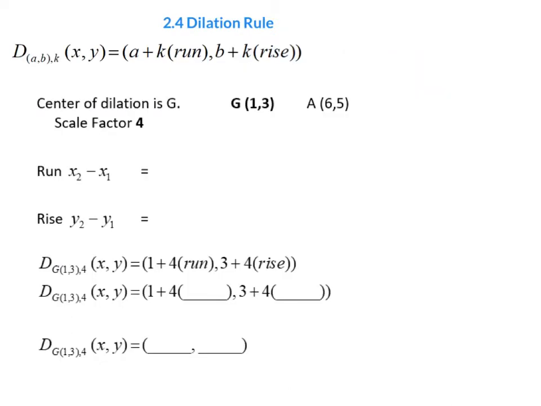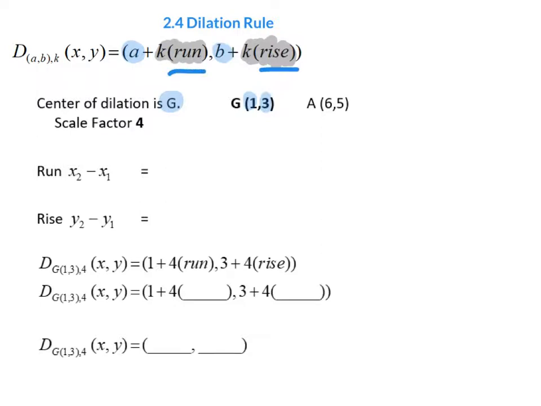All right, let's do one. And I've kind of created it so it's laid out for us to go step by step, just because this is our first time. Let's remind you that the way we're going to think about this is K runs and K rises. And that basically we're going to start at whatever that center of dilation is. So in our case, the center of dilation is G. So the A and the B will be that 1 and that 3. Now to do this, we're going to need to know the run and the rise.